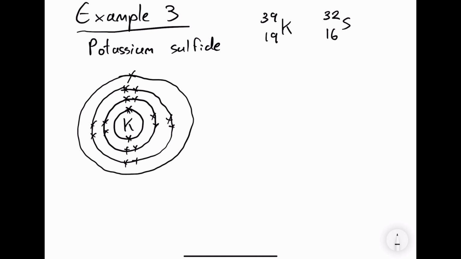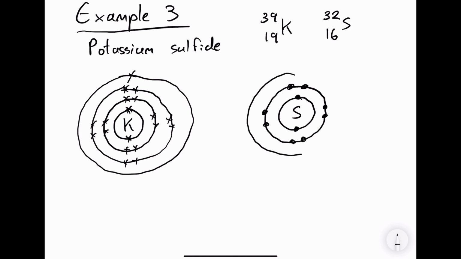Then if we draw sulfur, it has 2 electrons in its first shell or inner shell. Then it has 8 electrons in its second shell. This gives it a total of 10. And then the remaining 6 electrons in its valence shell or outer shell.